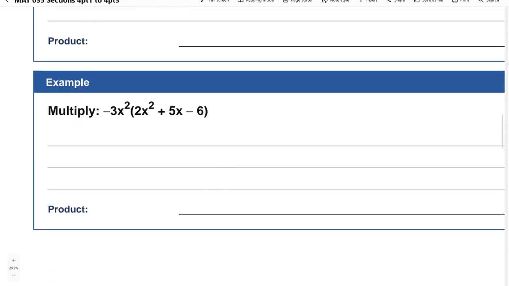That next one, we have minus 3x squared multiplied by 2x squared plus 5x minus 6. So we're going to distribute. So negative 3x squared times 2x squared. We multiply the numbers together. And then we're going to add those exponents on the x's. So it's minus 6x to the 4th. Minus 3x squared times a 5x. It's going to give us a minus 15x cubed. Minus 3x squared times a negative 6 is going to give us a positive 6x squared.